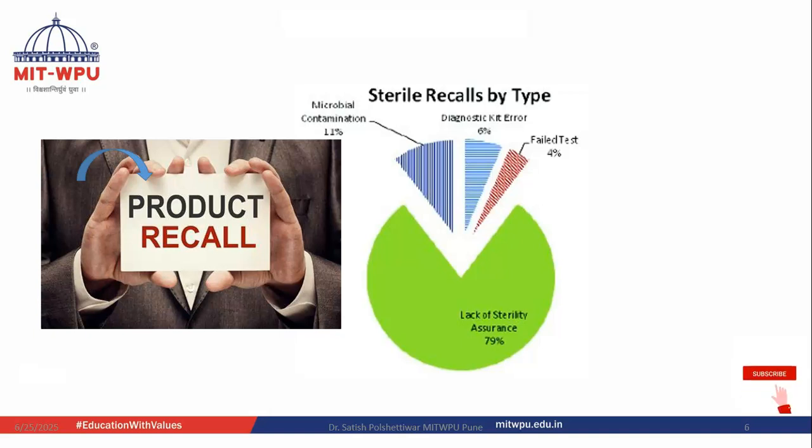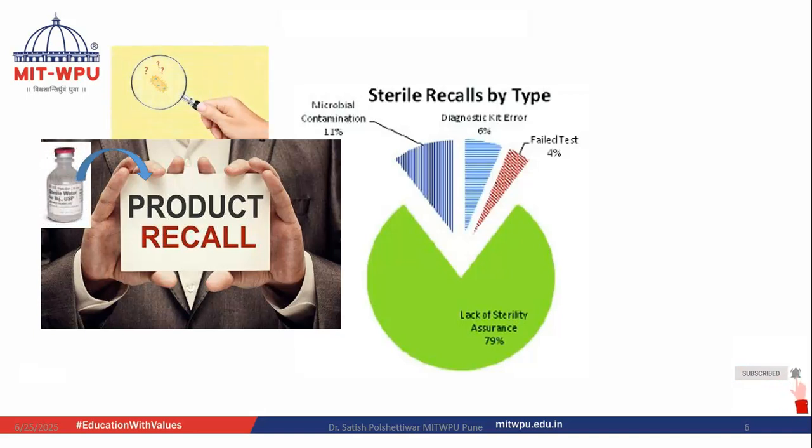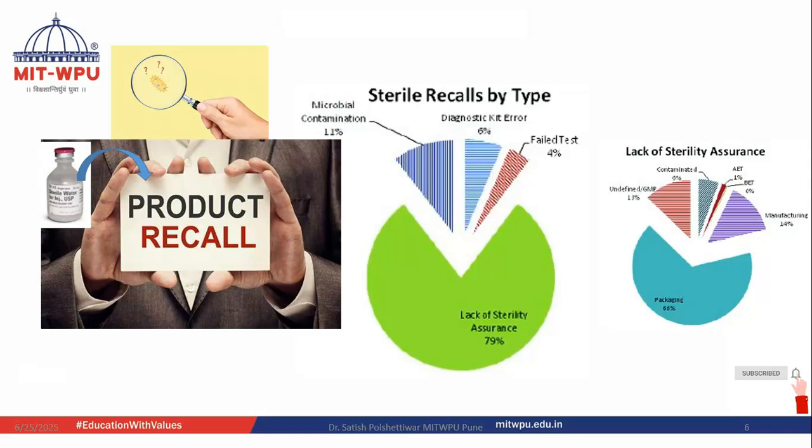A very important problem with these parenteral products is product recall. Many products get recalled because of these problems. If you see this chart, for microbial contamination, 11% of products get recalled from the market. Diagnostic error, more than 6% of diagnostic kits are recalled from the market because of errors happening during manufacturing and production. Failed test also. And lack of sterility assurance, 79%.